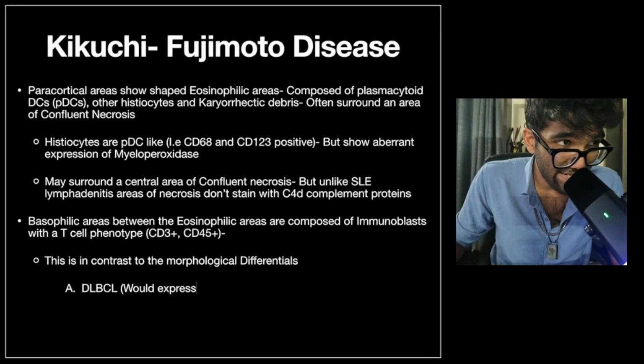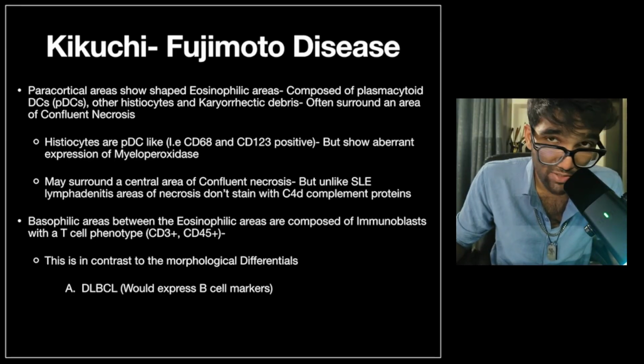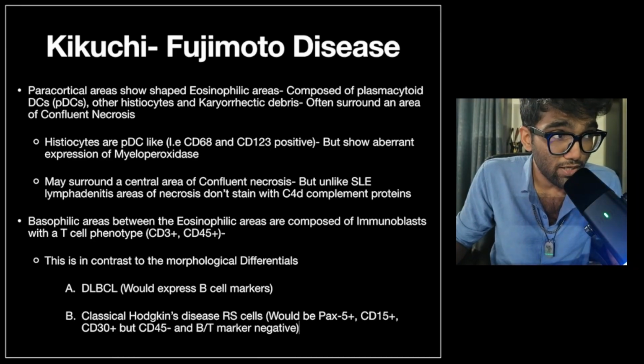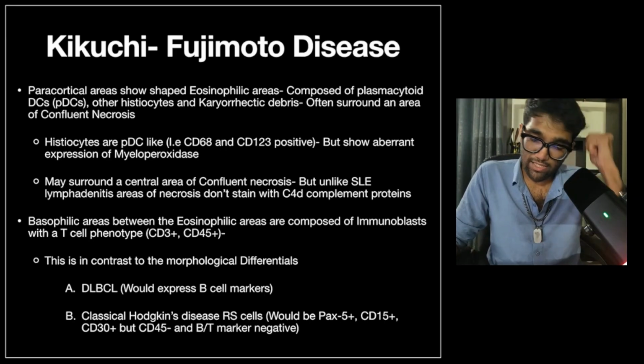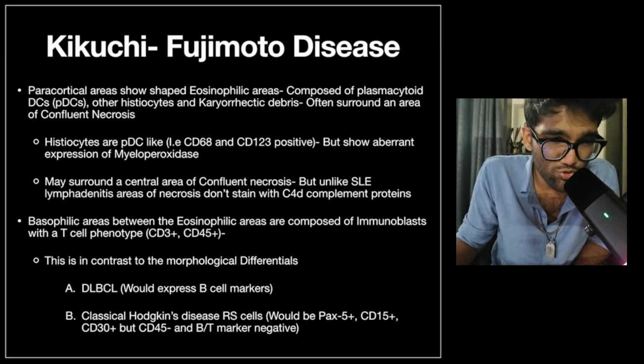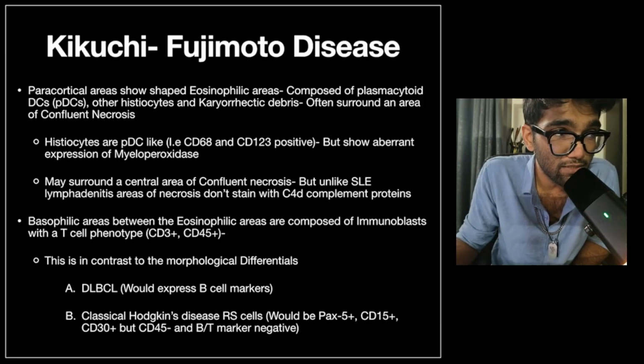But this includes DLBCL, diffuse large B cell lymphoma, which is a mature B cell lymphoma and therefore would express B cell markers. And it includes your classical Hodgkin's lymphoma, which has a very specific type of large cell that has a very specific immunohistochemical profile. This large cell expresses CD30 always, and usually also expresses CD15. It does not express the common leukocyte marker CD45. It is negative for other B and T cell markers.